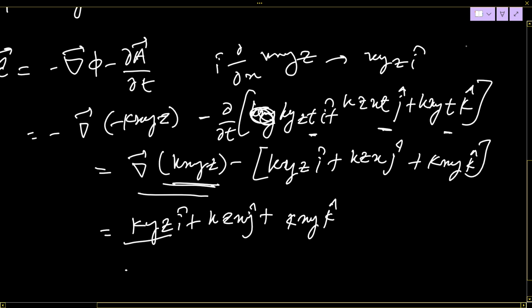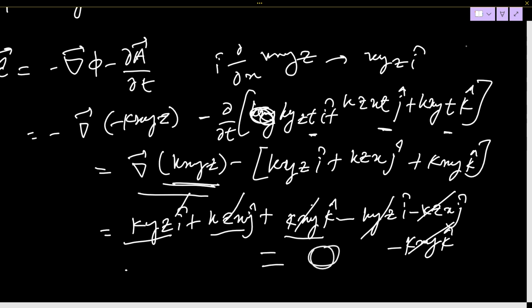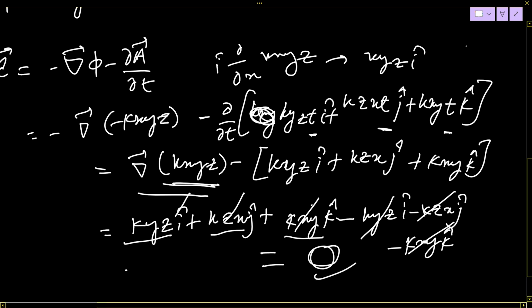Okay, this is here. Exactly like this one, like this one. Okay, minus kyz I cap, kzx j cap, minus kxy k cap. So see, everything is getting cancelled out, isn't it? So this answer is what? Zero. Okay, so zero is the answer for this.